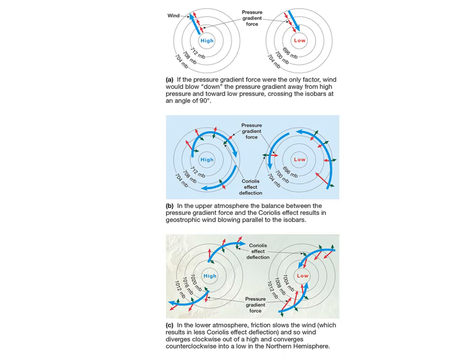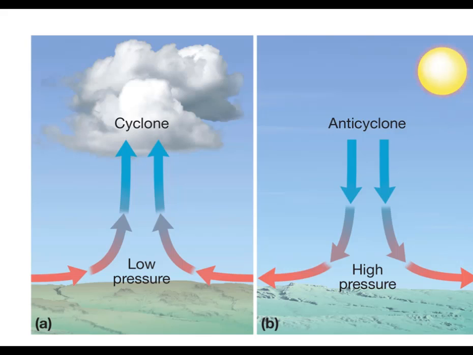In the last image, we see the lower atmosphere. Here, friction slows the wind, which results in less Coriolis effect deflection. Wind diverges clockwise out of a high and converges counterclockwise into a low in the northern hemisphere. Cyclones and anticyclones also occur vertically in the lower troposphere.